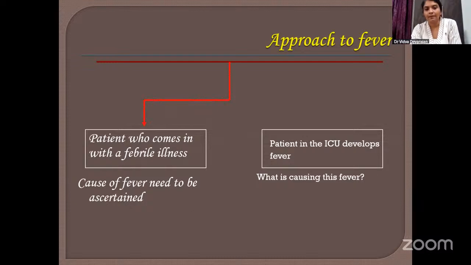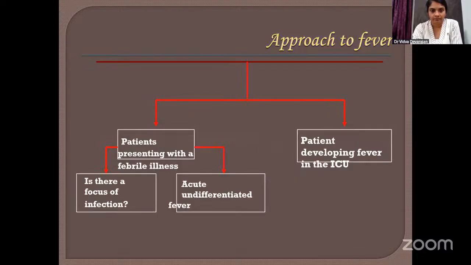So a patient comes in with a febrile illness. That is when you will have to ascertain the cause of fever. Next is a patient in the ICU who develops fever. You'll have to know what is causing the fever, because not every fever is a deficiency of antibiotics, or not every fever is an infection. So for patients presenting with a febrile illness, make a syndromic approach. Is there a focus of infection, or is it acute undifferentiated fever? This is somebody who comes to you with a febrile illness. I'm sure a lot of it would have already been dealt with in your previous sessions. And the other part that we're going to look at is also the patient developing fever in the ICU.